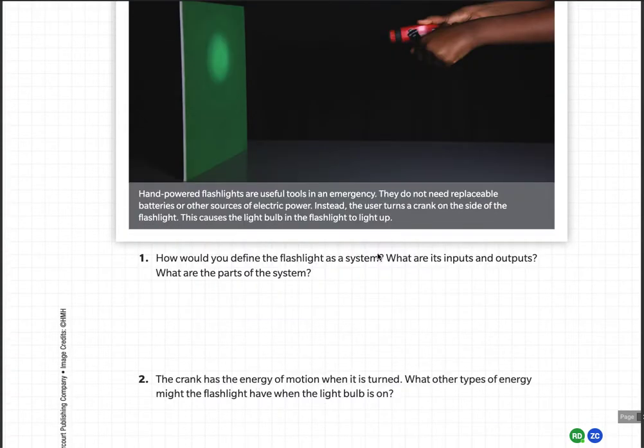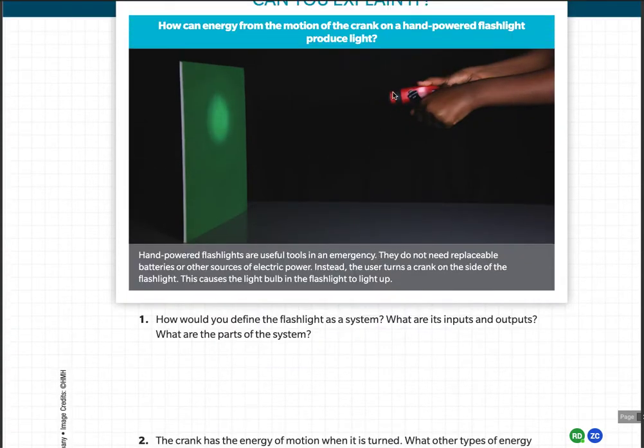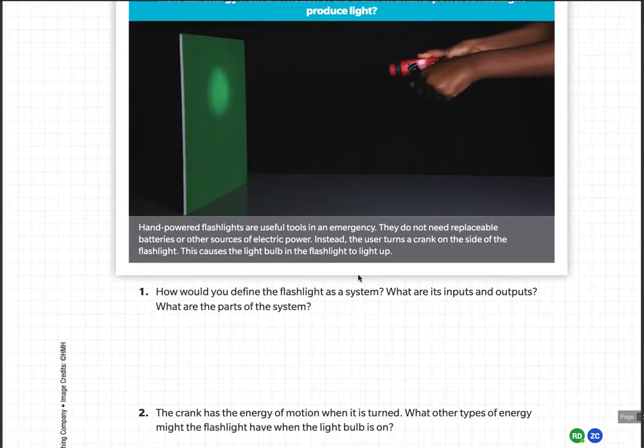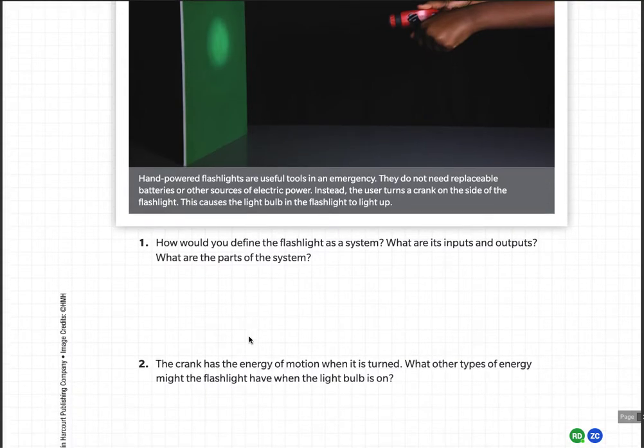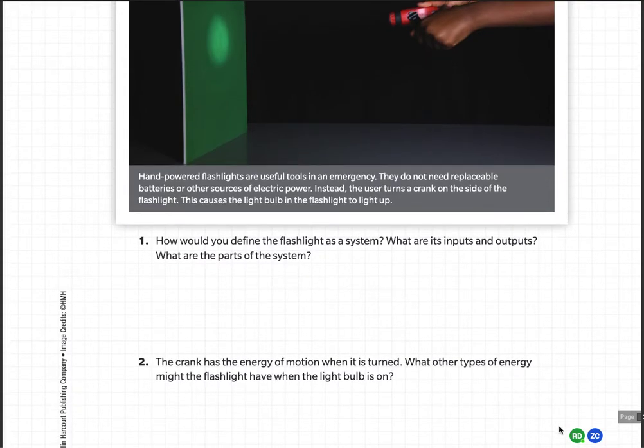This is kind of like number two. What energy is it producing? It's producing light energy, which is electromagnetic radiation, and it is producing heat because the bulb would get hot, and so those things are outputs as well. So that is what makes it a system, the inputs and outputs, and what types of energy it's making.